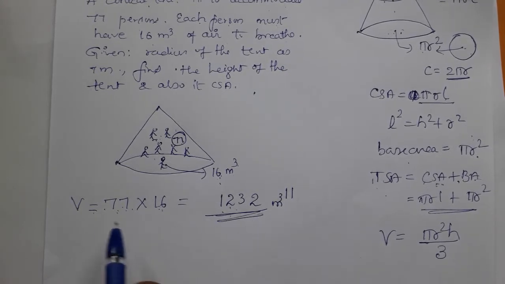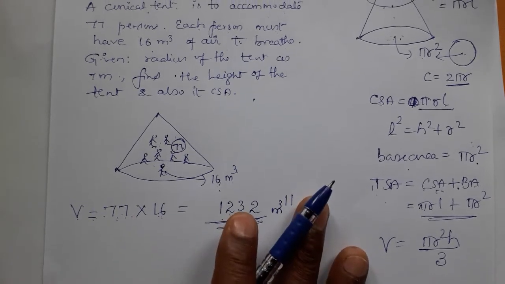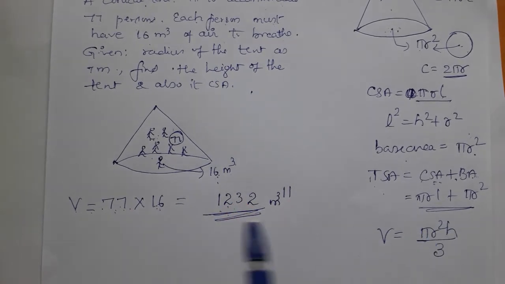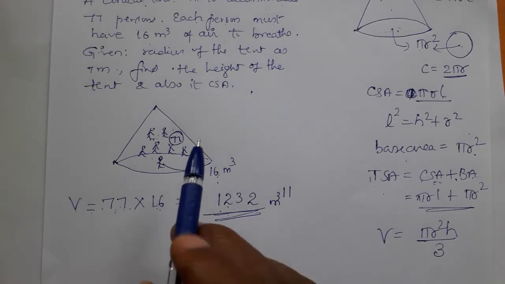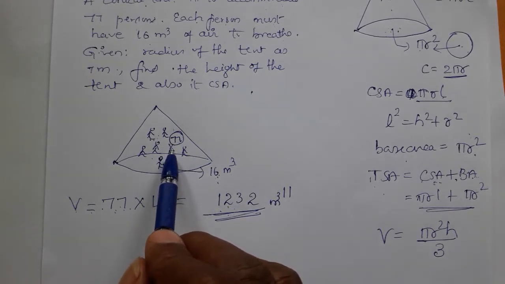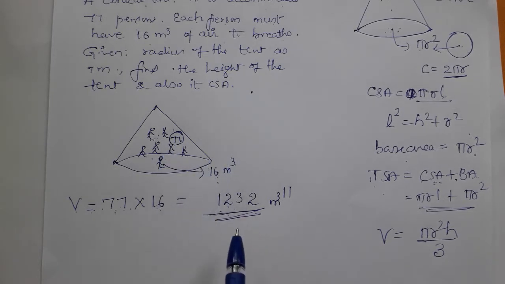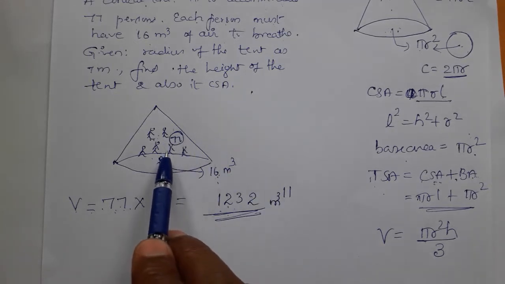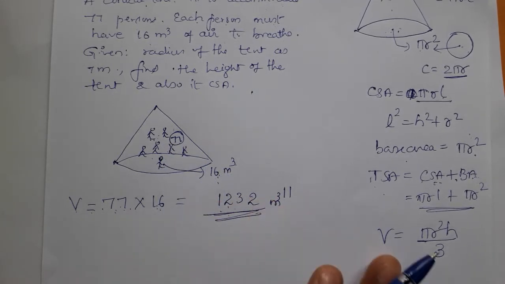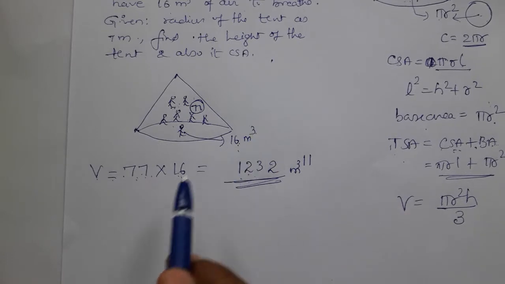This is the answer. That is the volume of the cone we got by the other method. See, the volume of the cone we usually get by the formula, but in this problem we are finding it by some other method. That is, how many persons are sitting inside the conical tent, into what amount of air each one requires. Totally inside the cone 1232 meter cube of air is present, that they are breathing equally, 16 meter cube each.